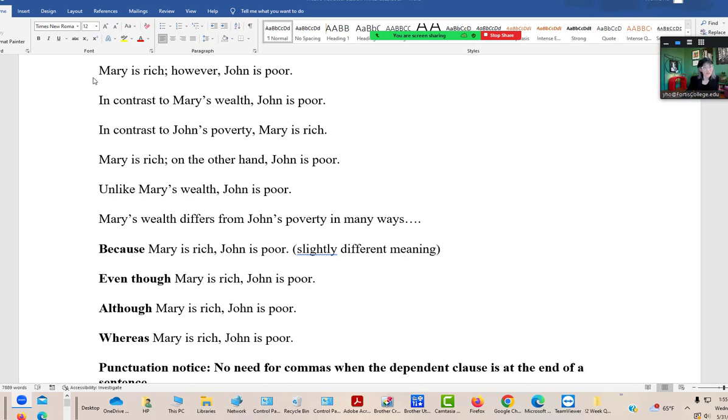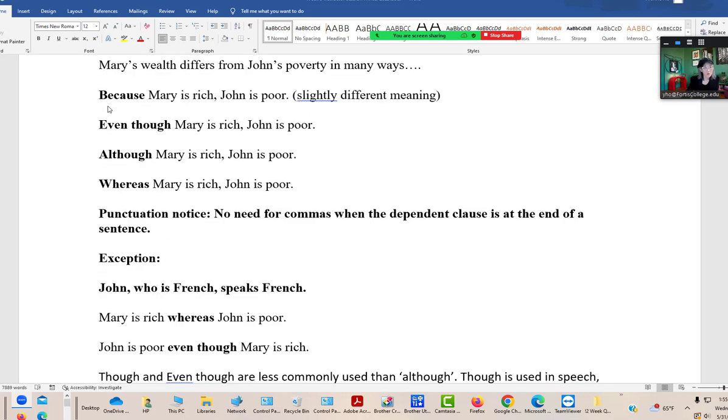So if you're going to read it, you would say Mary is rich, however John is poor. But if you're going to have a subordinating conjunction or dependent clause, you would say because Mary is rich, John is poor. So that means that you have one dependent clause. This sentence is not that important, but this sentence is emphasized and is important. That sort of thing. So that's the difference between a compound sentence and a complex sentence.